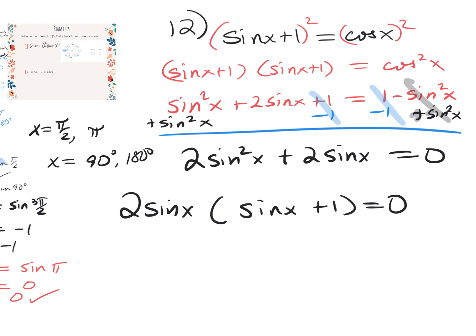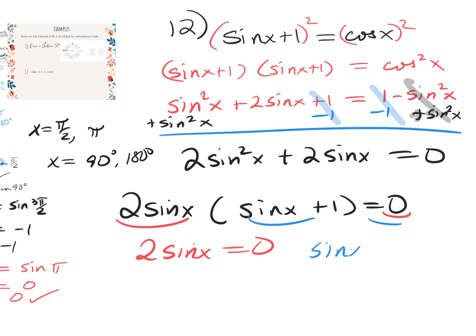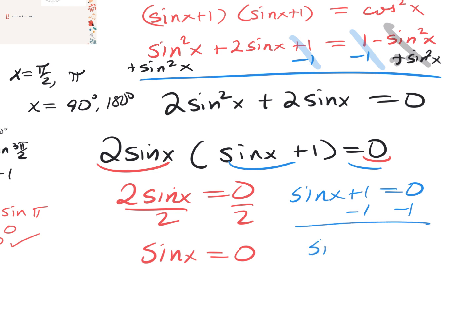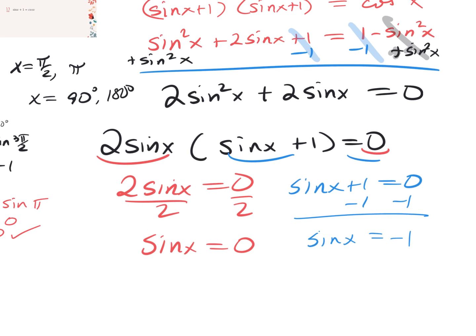Set each of my factors equal to 0. So this one equals 0, and this one. I'm now going to solve this one. Divide by 2. Sine x equals 0. This one I'll subtract 1. So sine x equals negative 1.